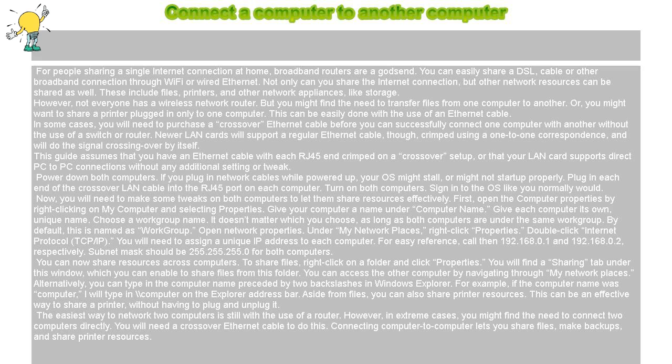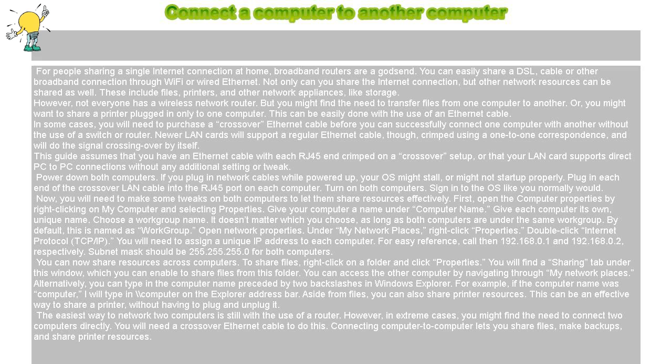In some cases, you will need to purchase a crossover Ethernet cable before you can successfully connect one computer with another without the use of a switch or router. Newer LAN cards will support a regular Ethernet cable, though, crimped using a one-to-one correspondence, and will do the signal crossing over by itself. This guide assumes that you have an Ethernet cable with each RJ45 end crimped on a crossover setup, or that your LAN card supports direct PC-to-PC connections without any additional setting or tweak.